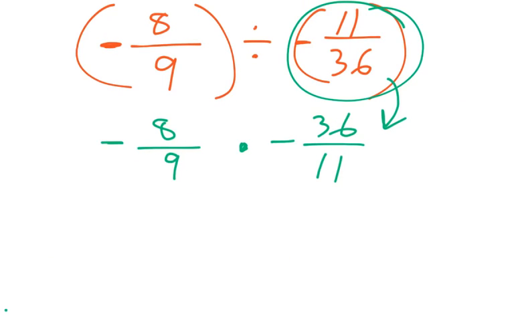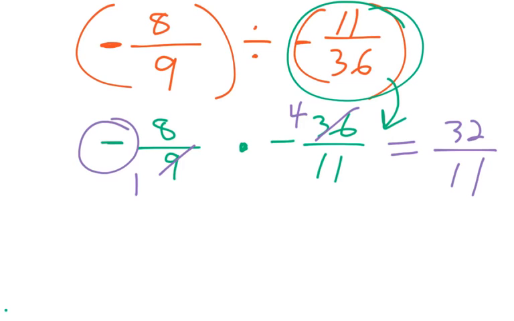So again, now we're multiplying. We look to reduce diagonally. We can't reduce 8 and 11. We look to reduce 9 and 36, and we can reduce those. 9 goes into both of those, so we get a 1 here and a 4 there. Okay? So now we multiply across. I'm not worried about sign right now. 8 times 4, 32. 1 times 11, 11.